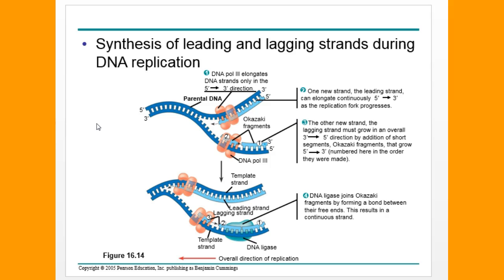One new strand, the leading strand, can elongate continuously 5' to 3' as the replication fork progresses. The other new strand, the lagging strand, must grow in an overall 3' to 5' direction by adding short segments of Okazaki fragments that grow 5' to 3', numbered here in the order they were made. Okay, this is shown here. Your DNA ligases join the Okazaki fragments by forming a bond between their free ends. This results in a continuous strand.